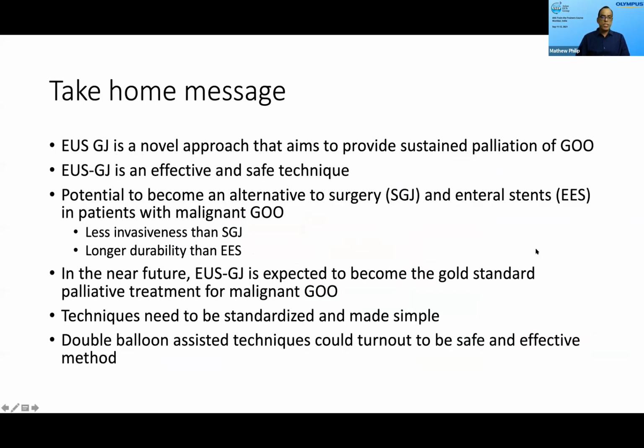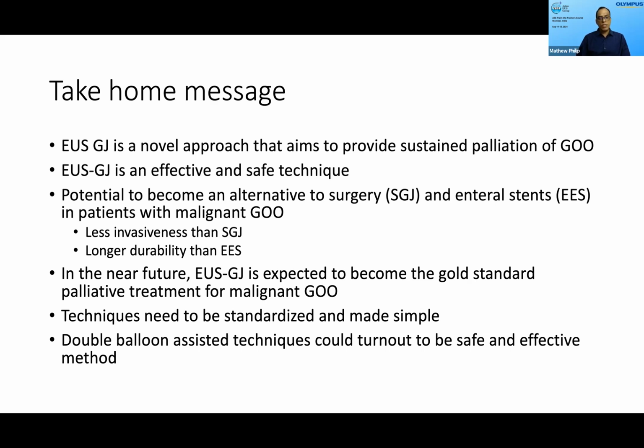So I think EUS-GJ is a novel approach that aims to provide sustained palliation of GOO. EUS-GJ is an effective and a safe technique. Out of the 12 patients whom we did with the new tube, we never had any complications. All the patients could be discharged without any complications. It has the potential to become an alternative to surgery and enteral stents in patients with GOO, basically because it is less invasive than surgery and has a longer durability when compared to enteral stents. We have enough data now to say this, because the data is available now to suggest this.